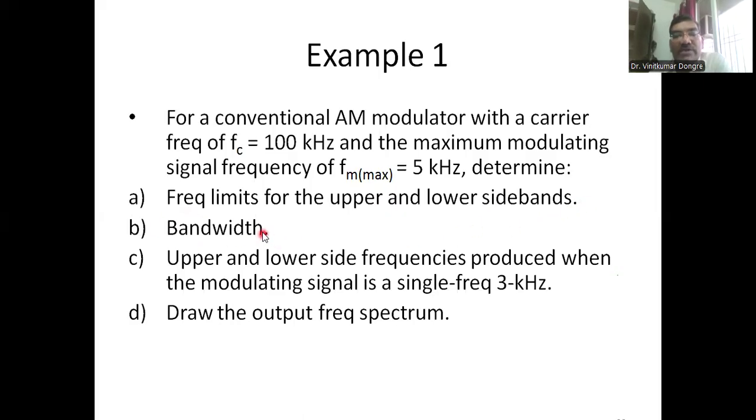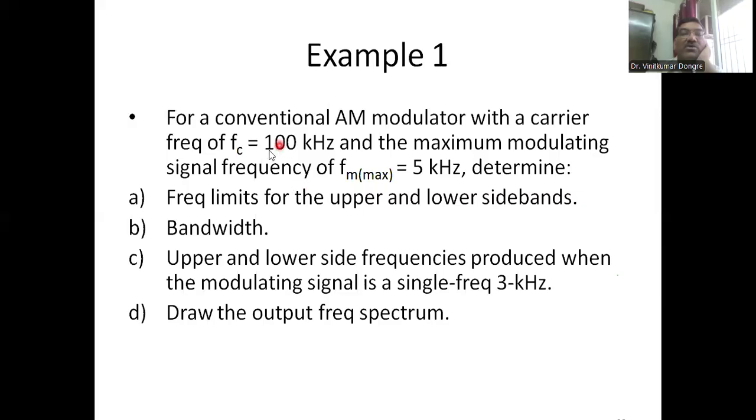What will be the bandwidth? Then, what are the upper and lower sideband frequencies produced when the modulating signal is changed to 3 kilohertz? Now it is 5 kilohertz previously, and in part C it is given as 3 kilohertz. Draw the output spectrum. So we will solve this one by one.